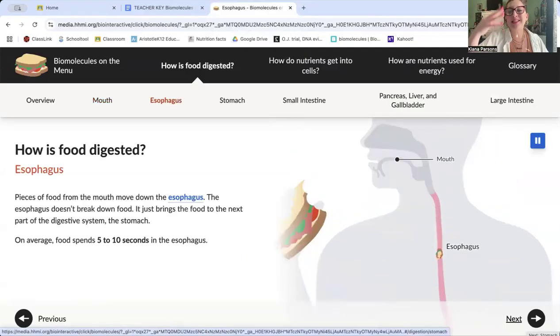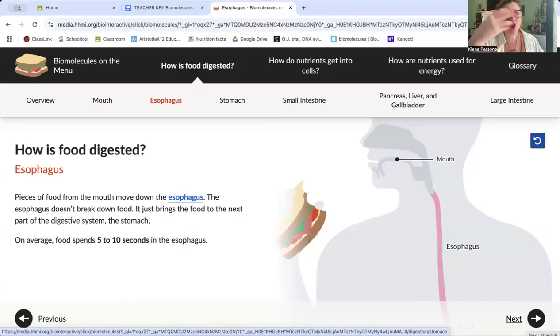So, food is not getting digested in the esophagus. The esophagus is instead doing muscular contractions called peristalsis that transports the food after it's been swallowed to the stomach. So, the esophagus transports the food. Pieces of food from the mouth move down the esophagus, and the esophagus does not break down food. It just brings the food to the next part of the digestive system.